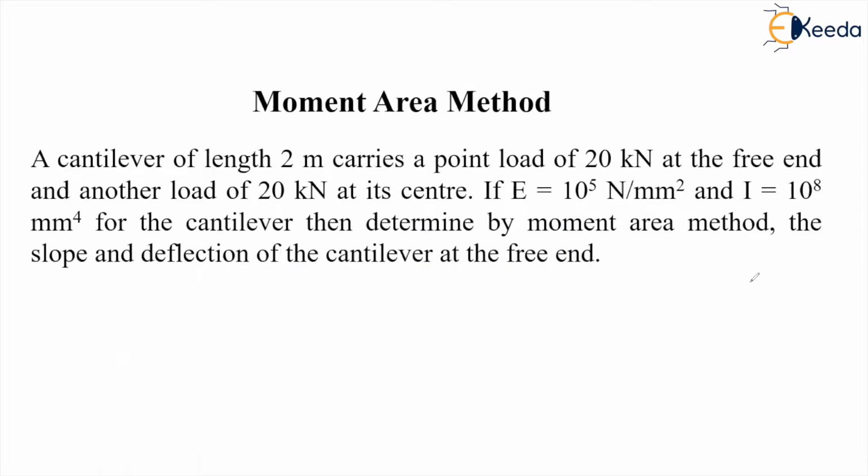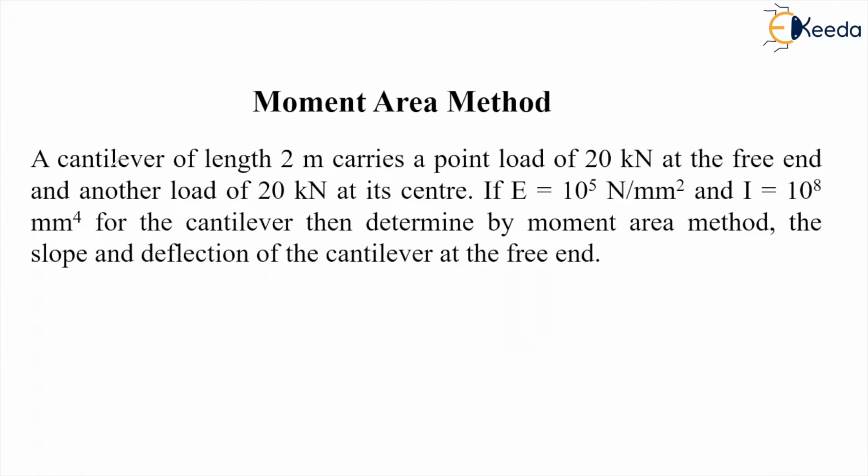In this question we are given a cantilever of length 2 meters that carries a point load of 20 kN at the free end and another load of 20 kN at its center. If E and I are given for the cantilever beam, then determine by the moment area method the slope and deflection of the cantilever at the free end. We have to apply the moment area method, right?